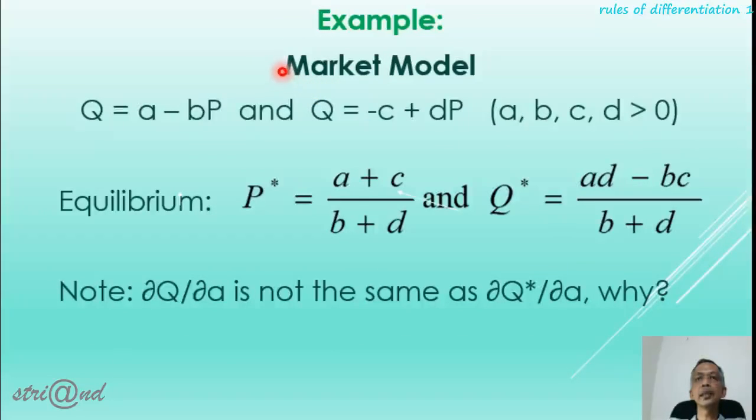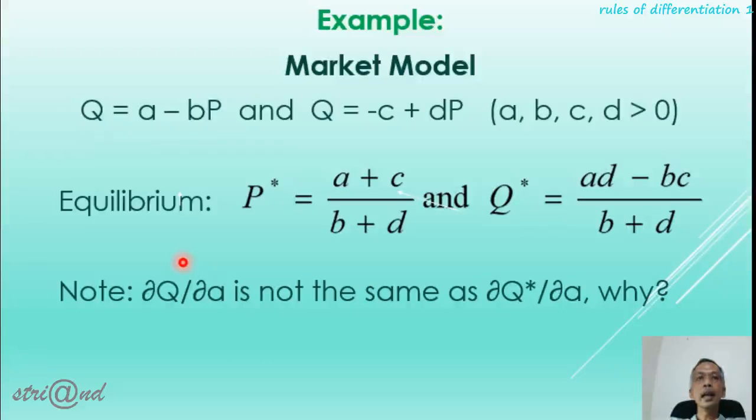Now we have another example of applying partial derivatives. This time it is for a market model. We have demand and supply, and a, b, c and d are all greater than 0. The equilibrium has also been given here. This is the price in equilibrium: the equilibrium price is ac divided by b plus d, and the equilibrium quantity is ad minus bc divided by b plus d.